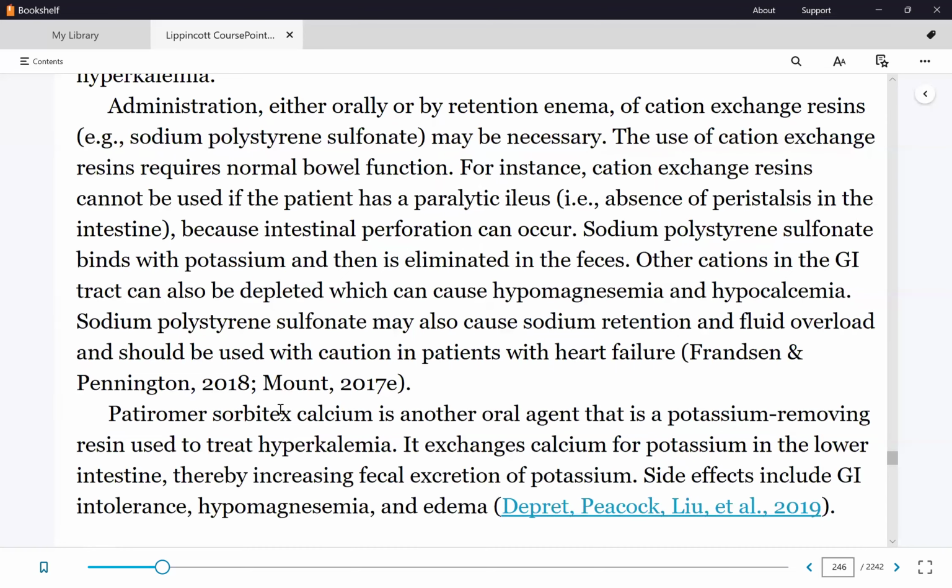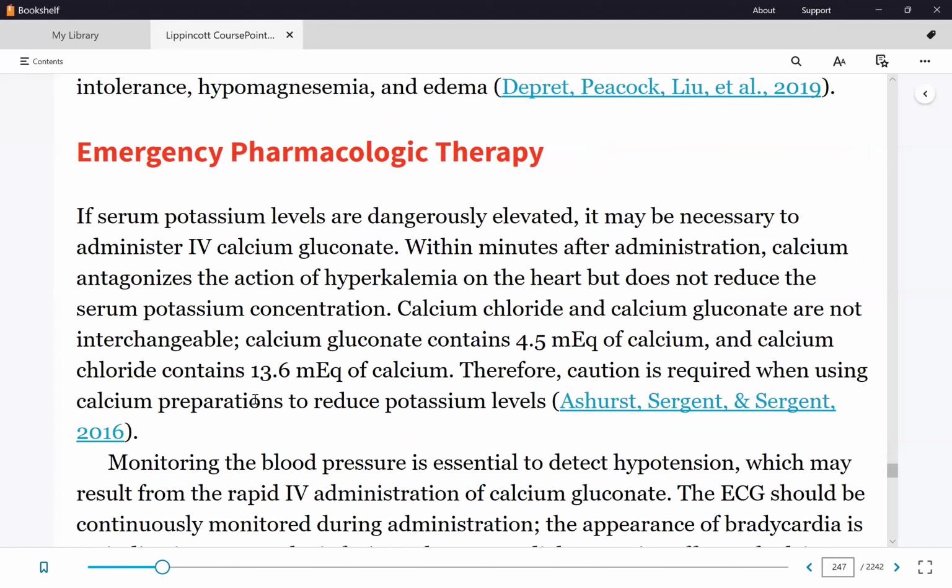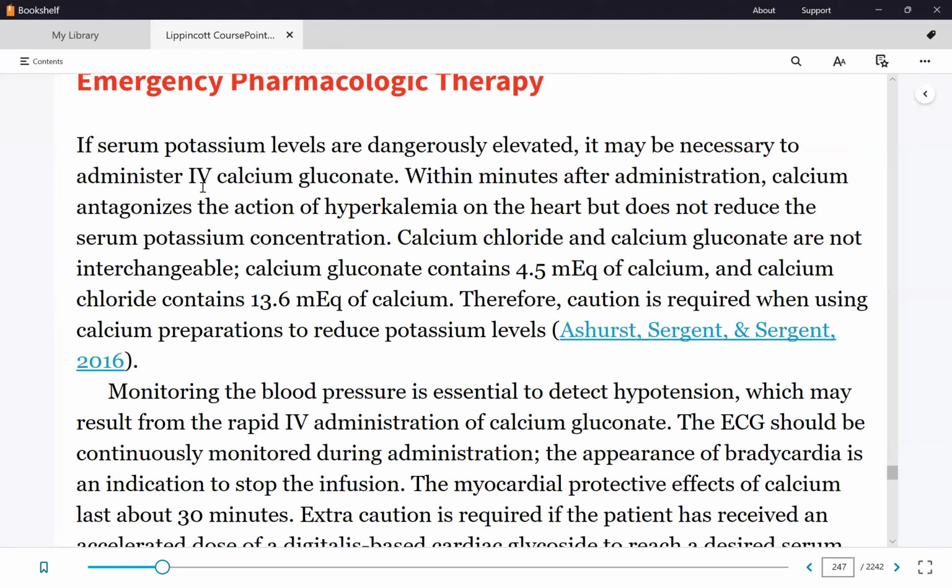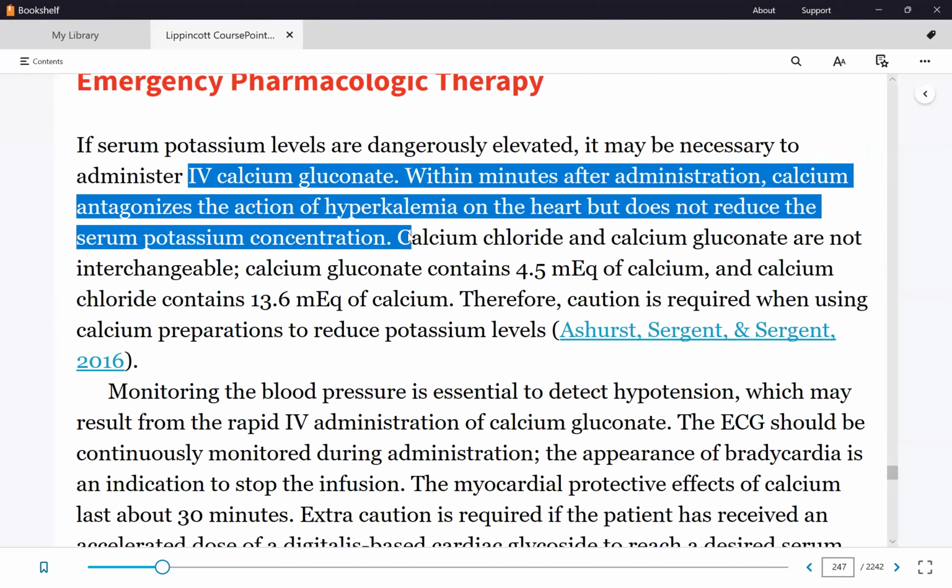Okay, so for an emergency, is this mild, moderate, or severe hyperkalemia? It's severe, dangerously elevated. Now we have to give IV calcium gluconate. This option does not eliminate potassium. It antagonizes the effects of potassium, but does not reduce serum potassium concentration. Is this a life-saving intervention? Yes, but did it eliminate potassium? Not at all. It just antagonizes, so at least the effects of potassium on heart function are decreased. Are we clear?